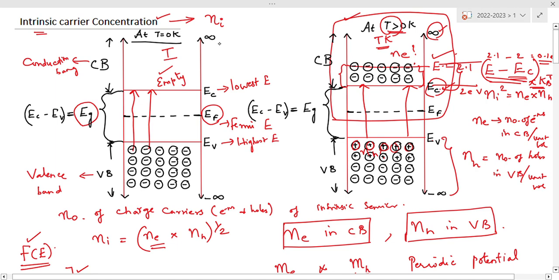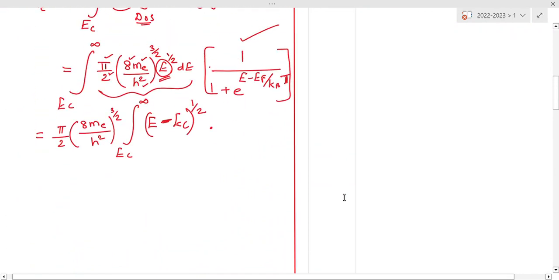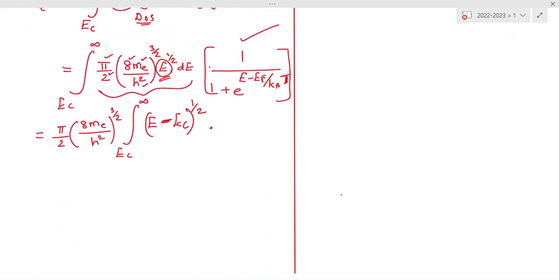I am taking a different color. So here E is here, EF is here. E minus EF is a positive value, because E is at a higher energy level compared with EF, which is in the middle of the forbidden energy gap. Therefore, in this Fermi distribution function, 1 divided by 1 plus e power E minus EF by kBT, T is that particular temperature at which we are going to derive this expression. E minus EF is positive.